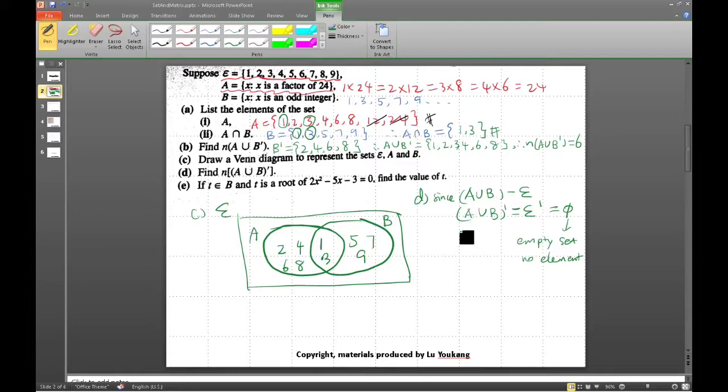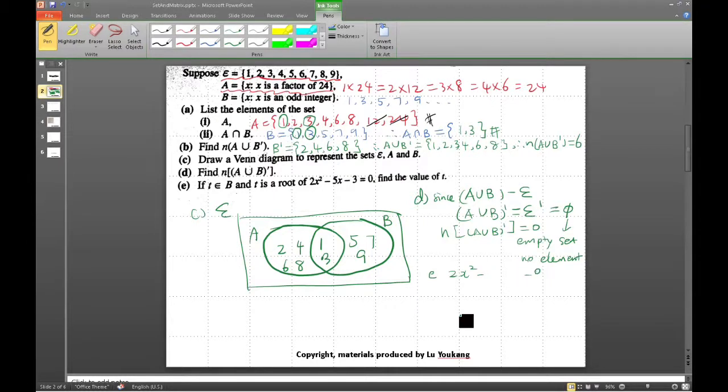It represents the empty set. But now the question asks for the number of elements in this set. Therefore, the number of elements in this set is 0. So I have to remind you again, the number of elements in this set is 0. And the representation of this set is 0 with a slash.